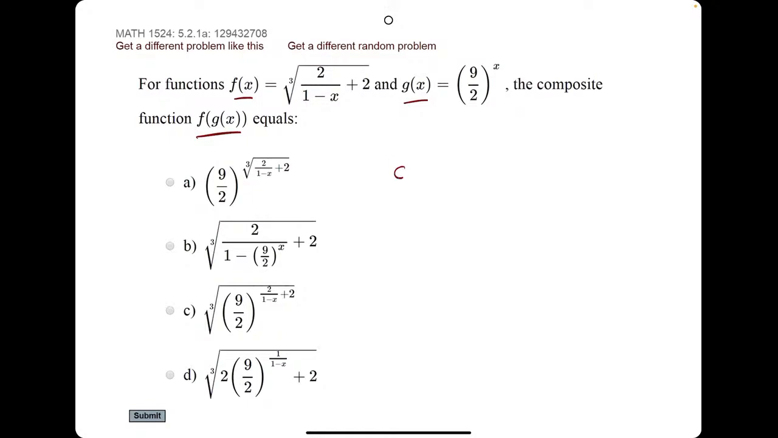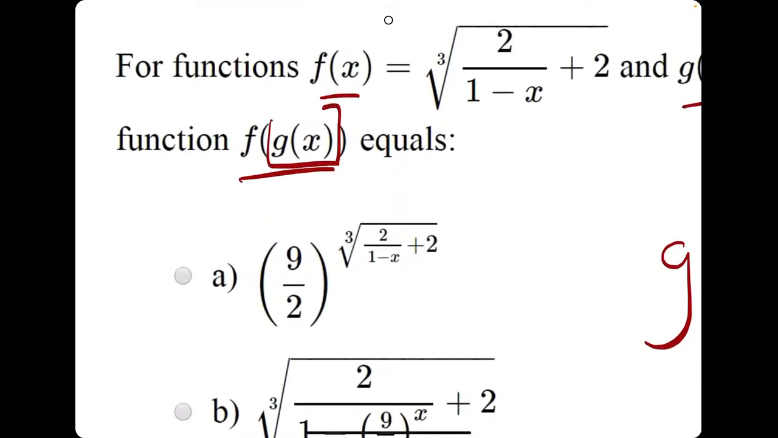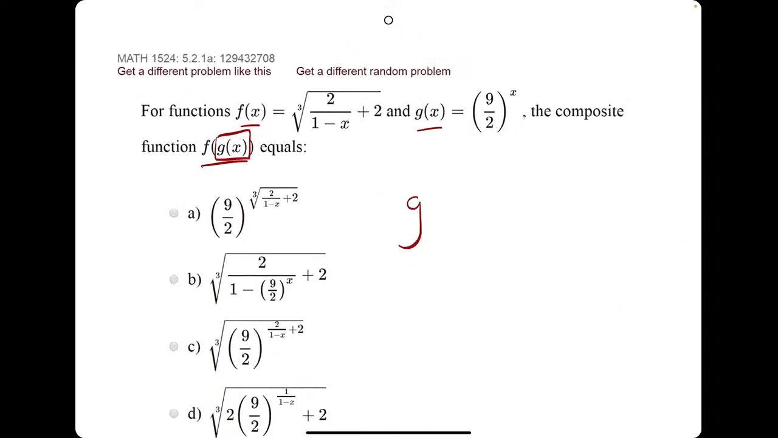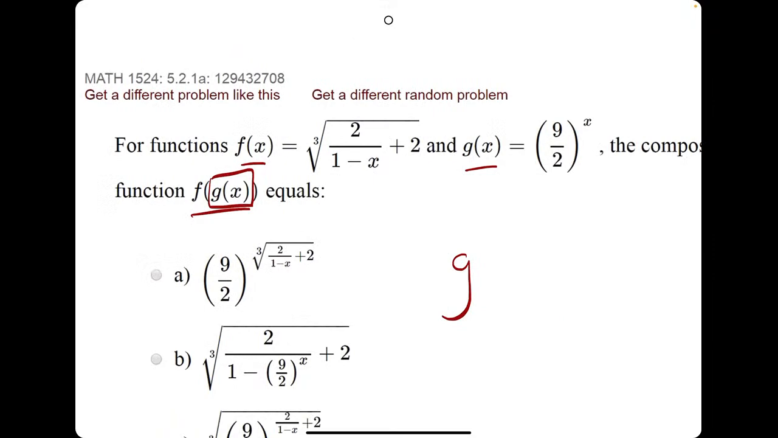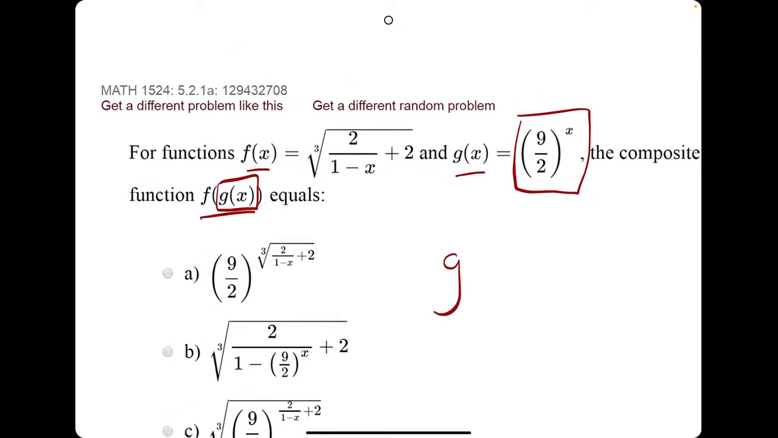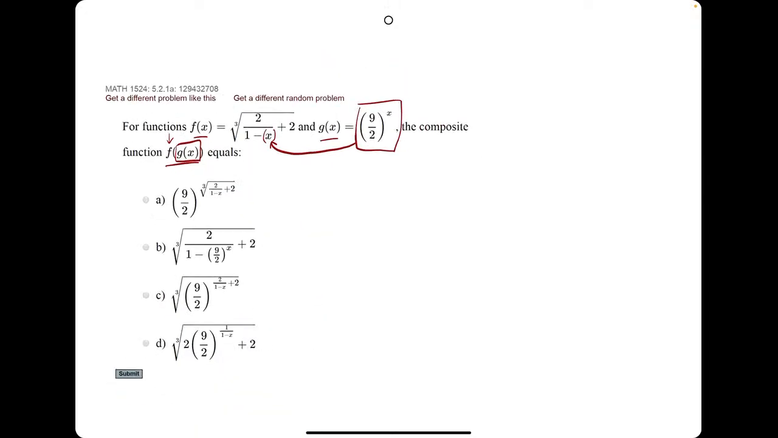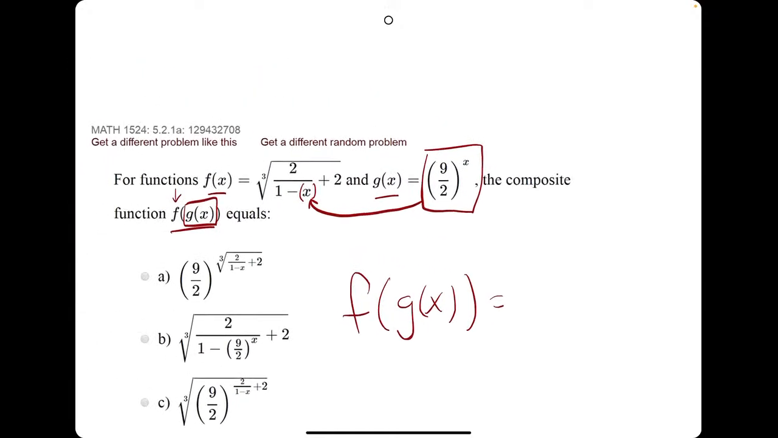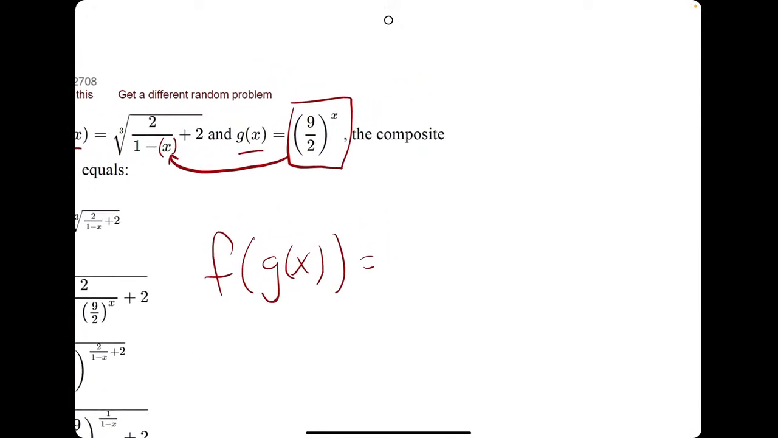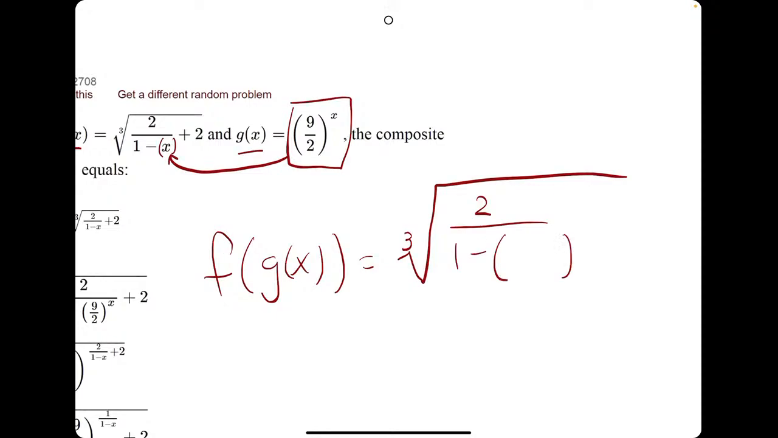F of g of x means that whatever function is on the inside of the parentheses will be our inside function. So we are going to take the function g of x, 9 over 2 to the x, and plug it in to this x in the function f. So whichever function is on the outside, f, means that we're basically going to have that function. So I'm going to write out the function f, but leave a big parentheses where we see x. So it's cube root of 2 over 1 minus x, so we'll leave big parentheses where the x is, and then a plus 2.